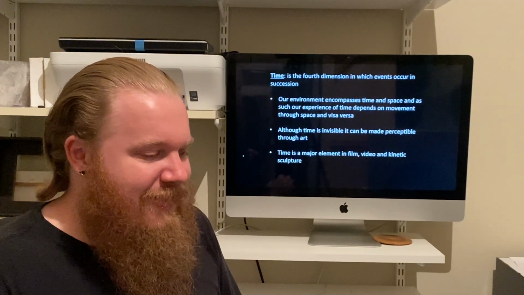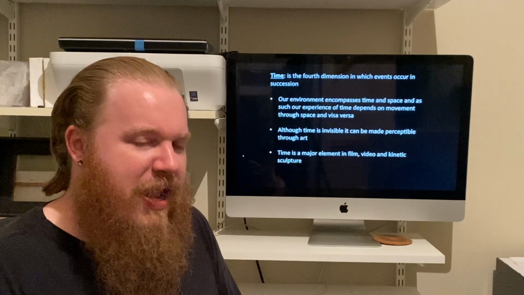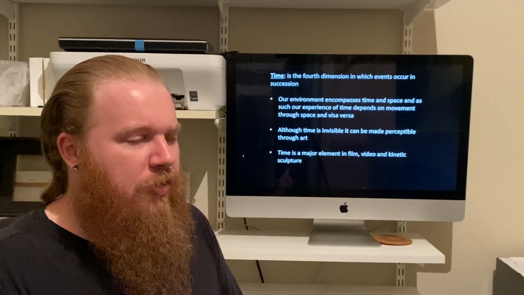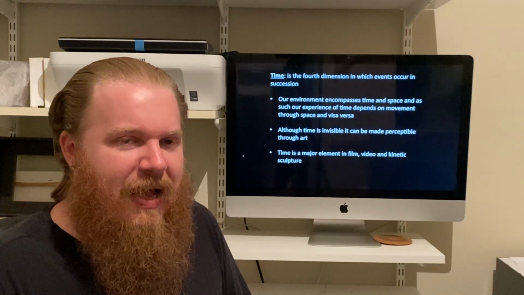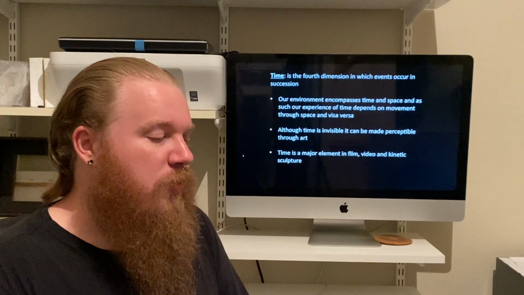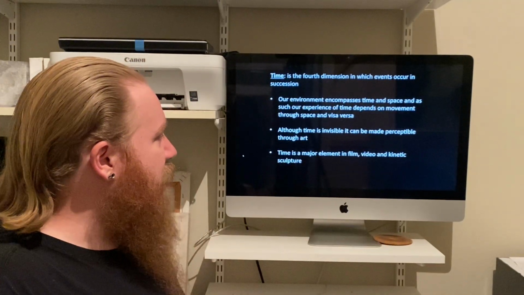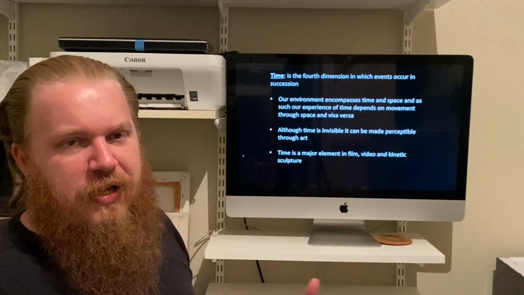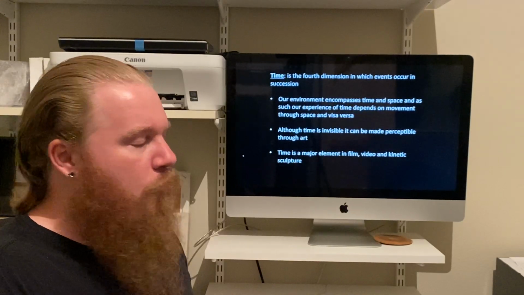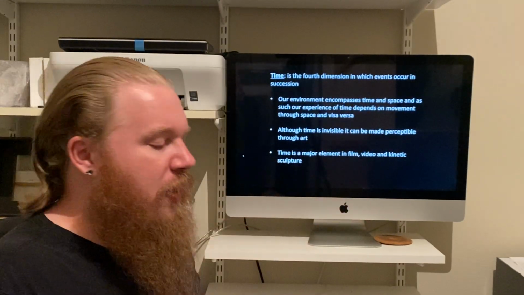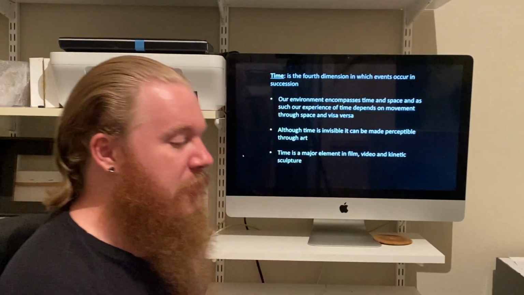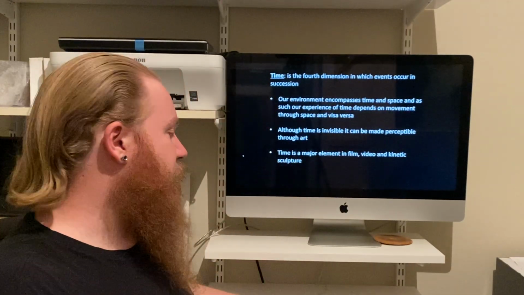Although time is invisible, it can be made perceptible through art, and there are a variety of ways that we can go about doing that. However, it is still very difficult. So once again, time is a major element in things like film, video, and kinetic sculpture. Once again, in film, we can really play with our perception of time.